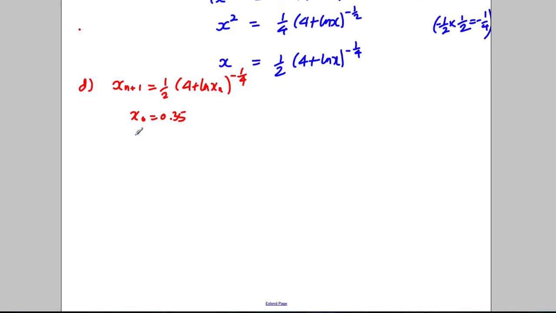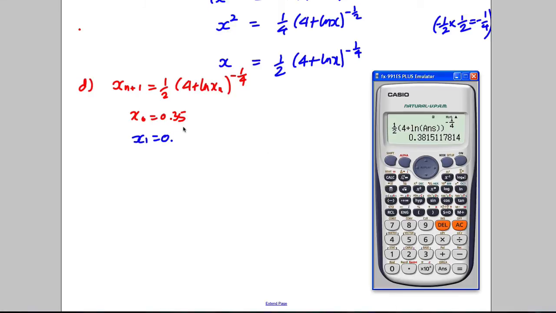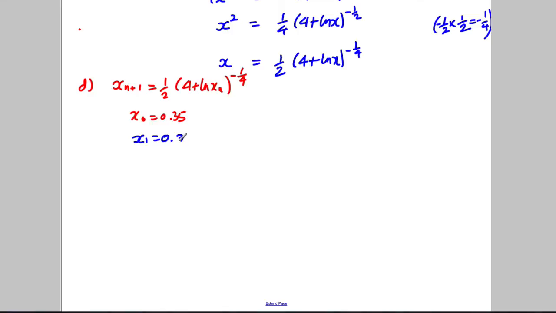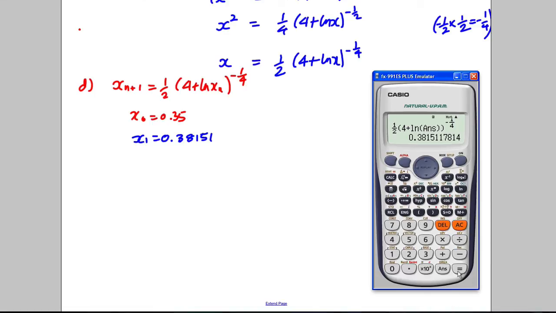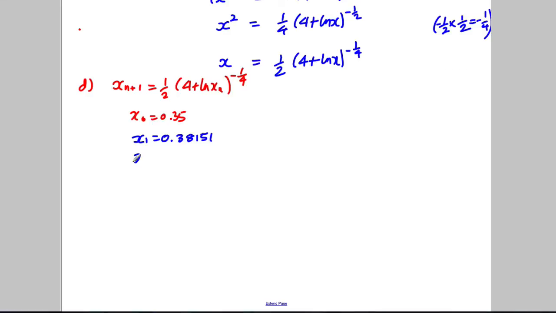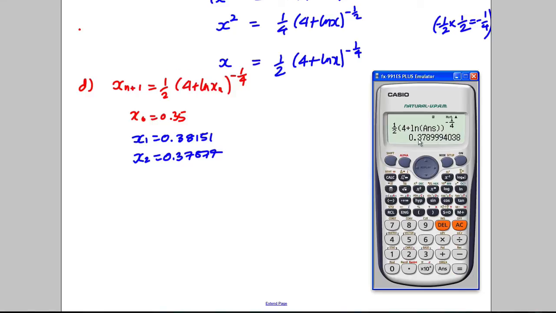So to 5 decimal places, 0.38515. So x1 is 0.38515. Press equals again. 0.37877. x2 is 0.37877. Again, x3 is 0.37899.